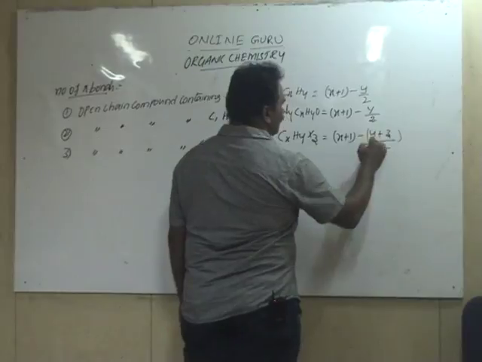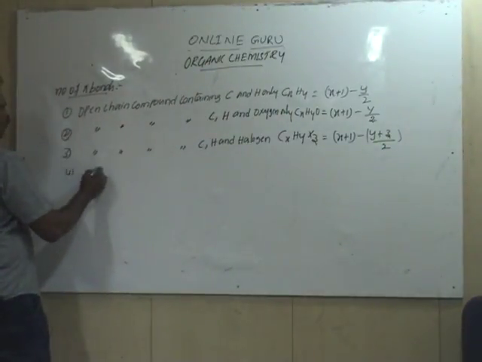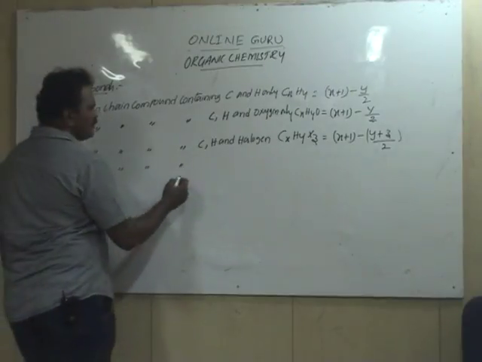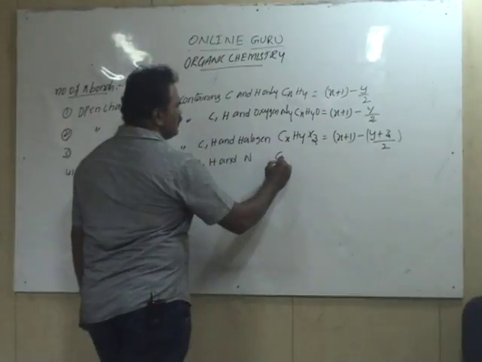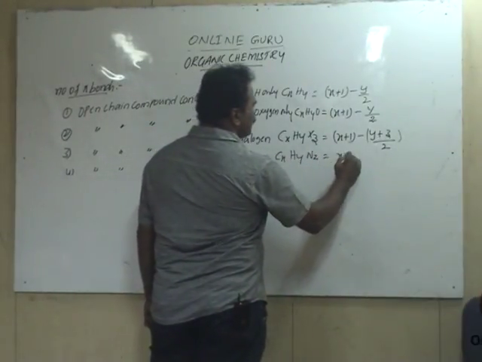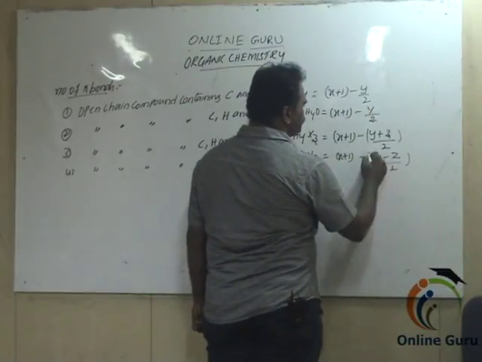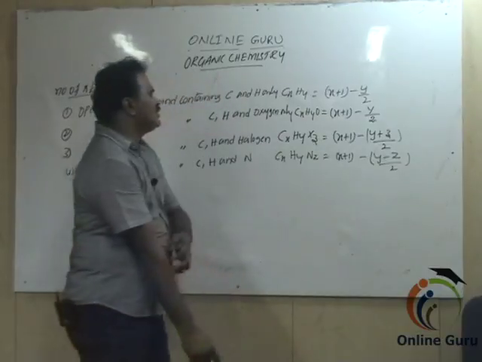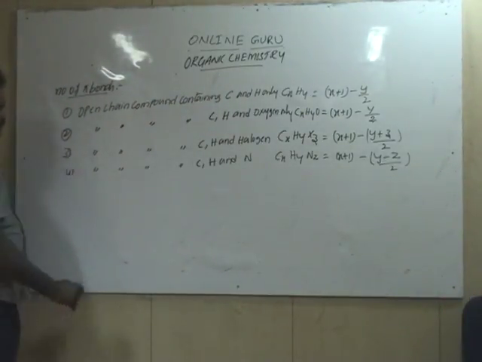Fourth one, open chain compound containing carbon, hydrogen and nitrogen, CxHyNz (Z capital). The number of pi bonds equals x plus 1 minus y minus z by 2. This is the calculation of the number of pi bonds for open chain compounds.